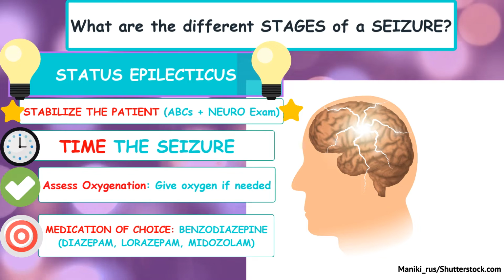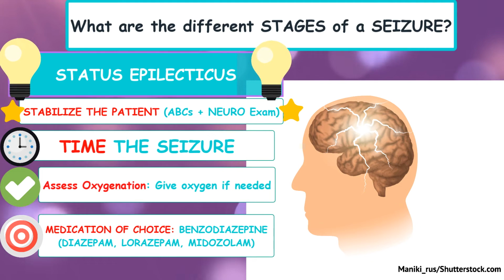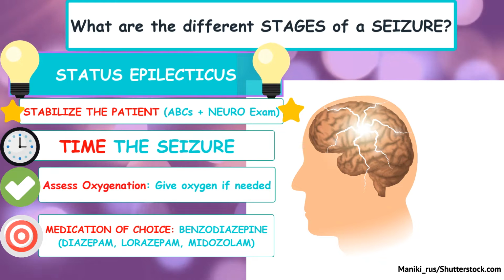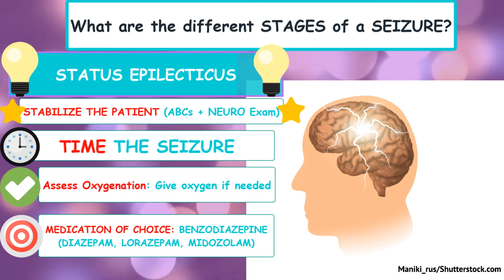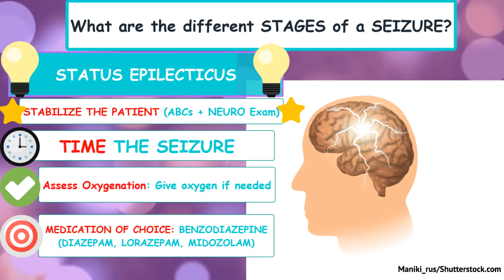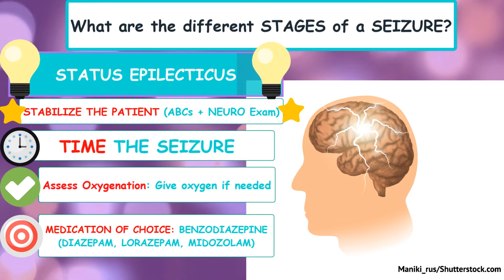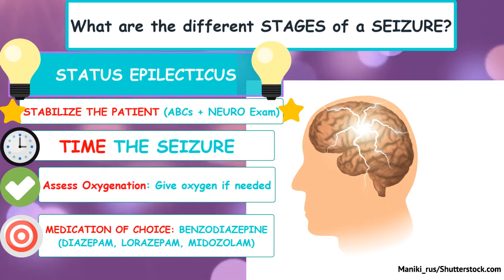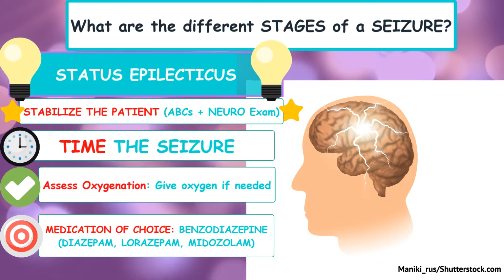Status epilepticus is an increasingly recognized public health problem in the United States. It is associated with a high mortality rate that is largely contingent on the duration of the condition before initial treatment. As a nurse or nursing student, it is very important that you stabilize the patient. You're looking at those ABCs, airway, breathing, and circulation, as well as the patient's neural status. Make sure that you are timing the seizure and assess the patient's oxygenation. If the patient needs oxygen, please provide it.